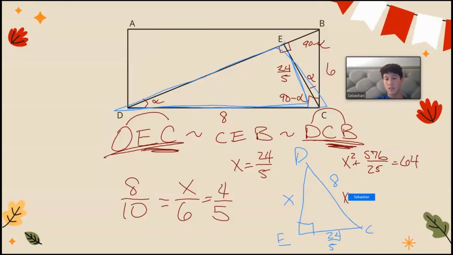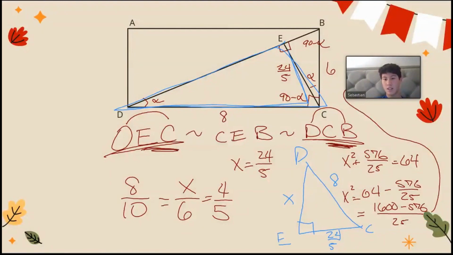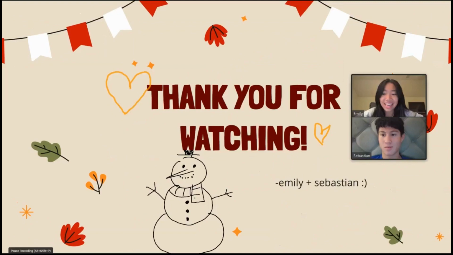This will make X squared equals 64 minus 576 over 25. Putting this all into one fraction, we get 1600 minus 576 over 25. 1600 minus 576 is 1024 over 25, and this is x squared. So when we square root this, we're going to get 32 over 5, which corresponds to 6.4, which should be answer choice D.